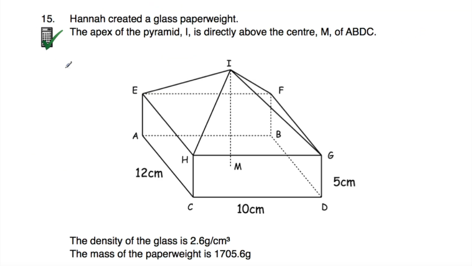Okay, let's have a look at our next question, question number 15. Question number 15 says, Hannah created a glass paperweight, and the apex of the pyramid, I, is directly above the centre M of ABDC. So the apex is directly above the center of the base. And then we're told the density of the glass is 2.6 grams per centimeter cubed. So every centimeter cubed of this glass has a mass of 2.6 grams. And the mass of the paperweight is 1,705.6 grams.